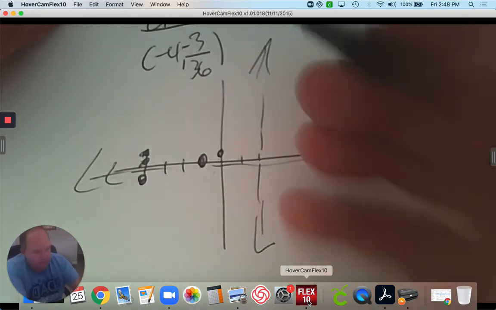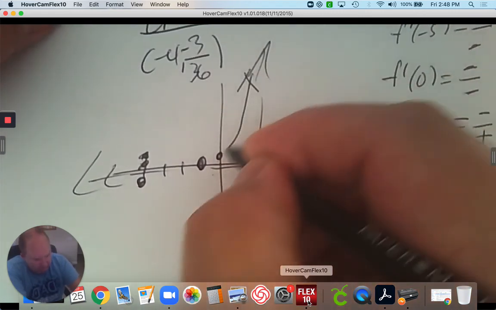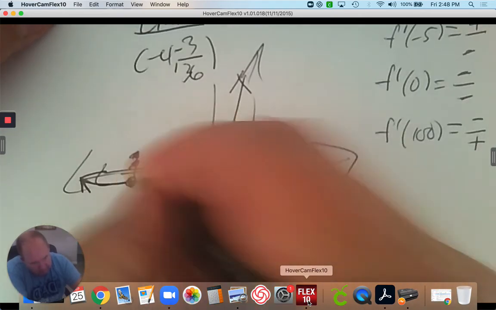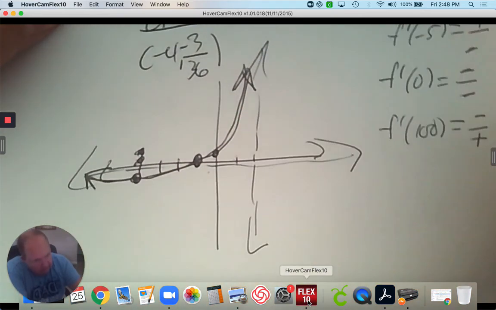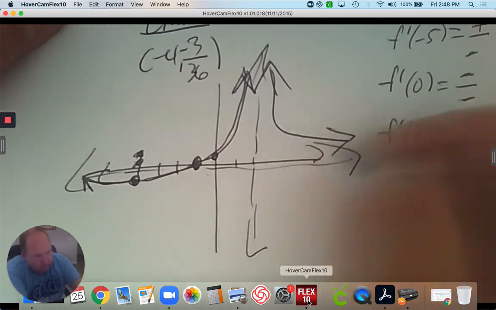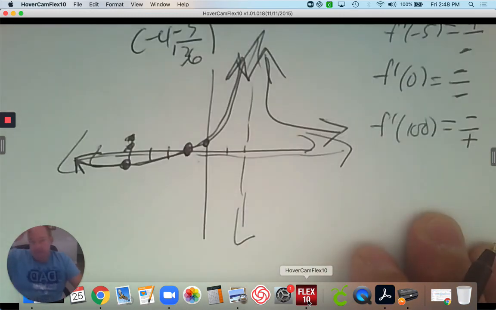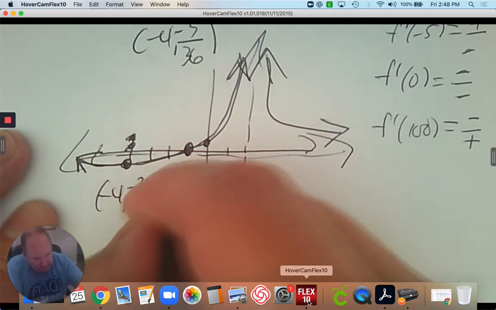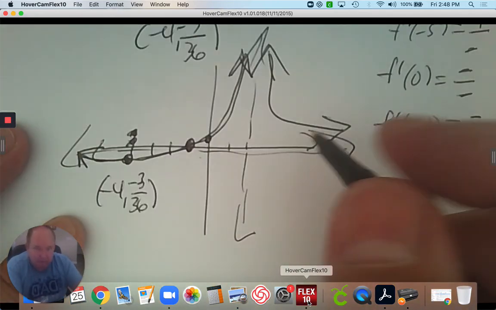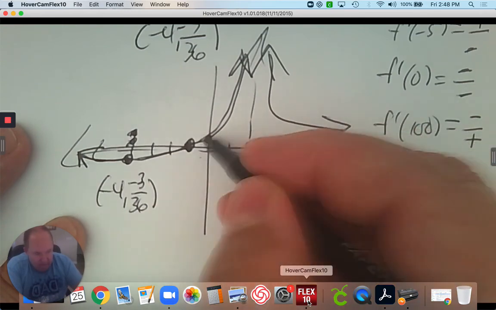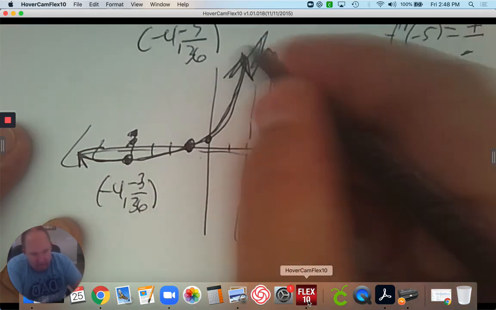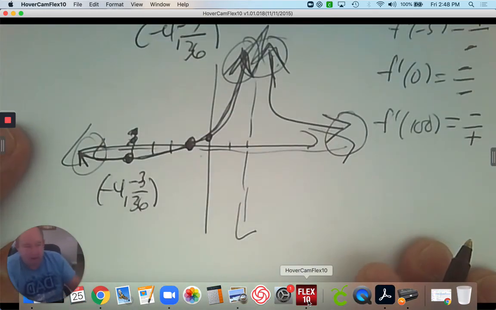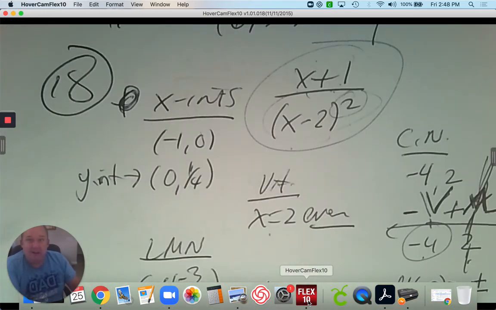All right, let's put this silliness behind us. It's going to create a little bit of a low point right there. And then remember, the other end goes the same way. And then you put it together. And that low point right there is negative 4 and negative 3 over 36. So it's barely below the x-axis. Intercept, behavior, behavior. Notice both ends are going the same way, and the ends are going to 0. Putting it all together.